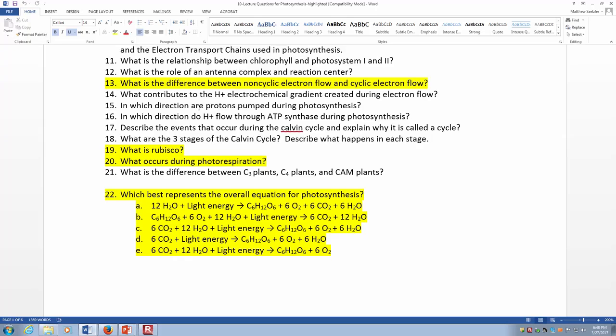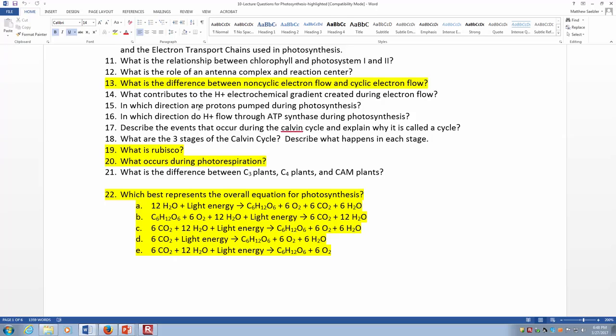No, so pumped is when they get moved against their electrochemical gradient. So this is going to create the electrochemical gradient that allows hydrogen ions to flow through ATP synthase. So in which direction, and I'm asking into what area are hydrogen ions pumped during photosynthesis? Right, the thylakoid lumen. So in photosynthesis during the light reactions, the hydrogen ions are pumped into the lumen.